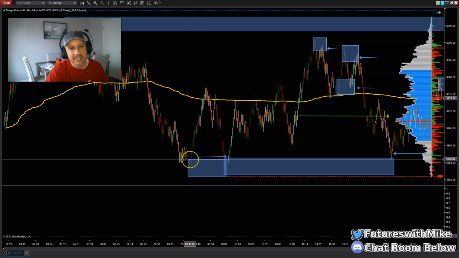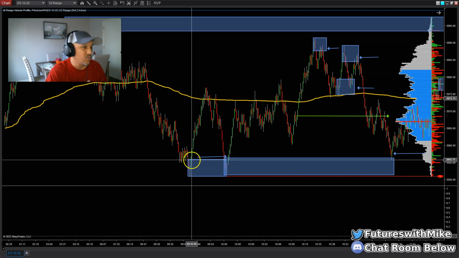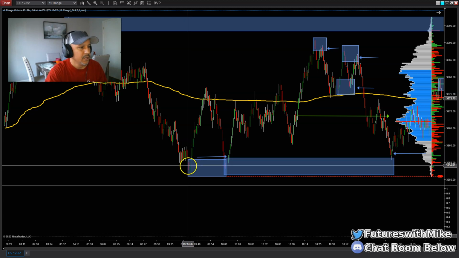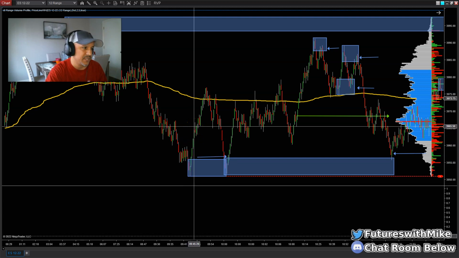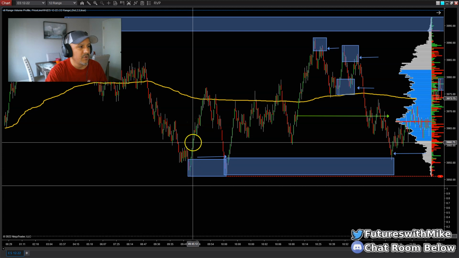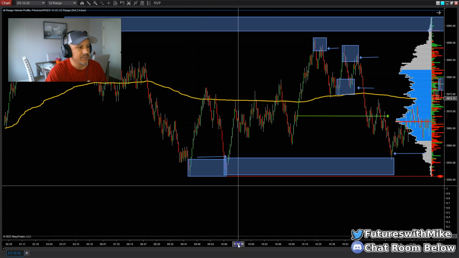But in this case, you have an area of demand that you can actually mark off, because one, you have a structure break here. Two, it created an area of demand, but it also moved rapidly to the upside with these multiple green candles, which means there was a lot of power to the upside.